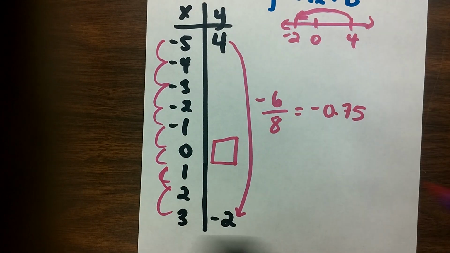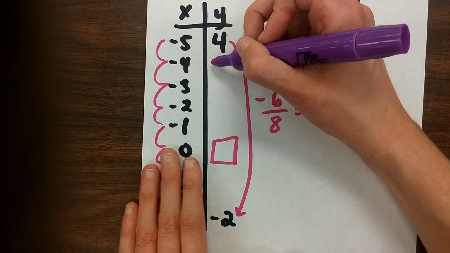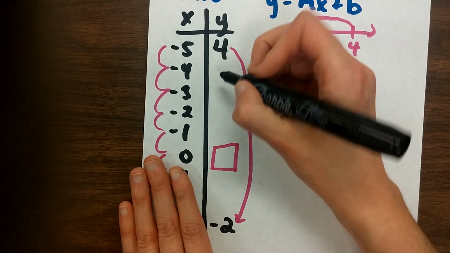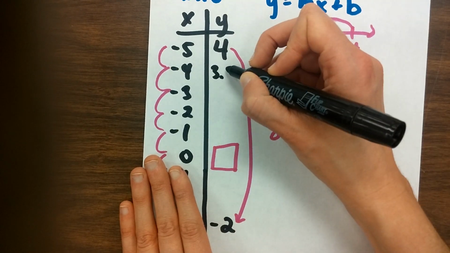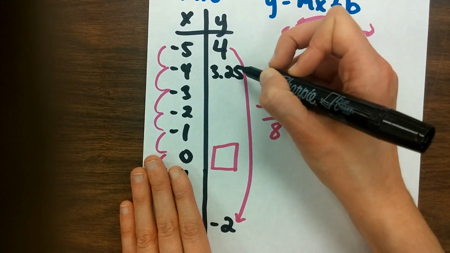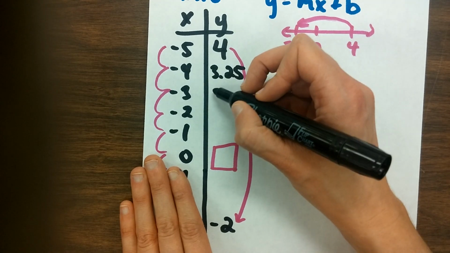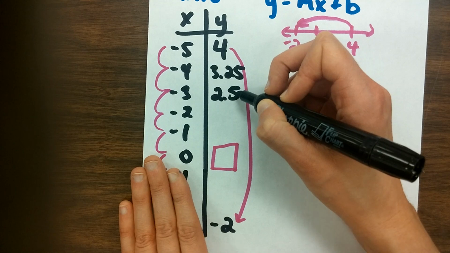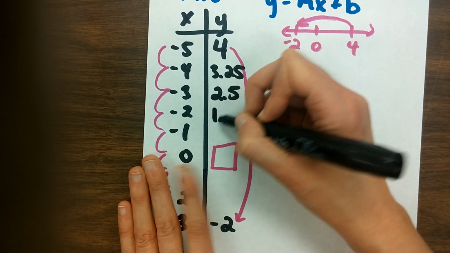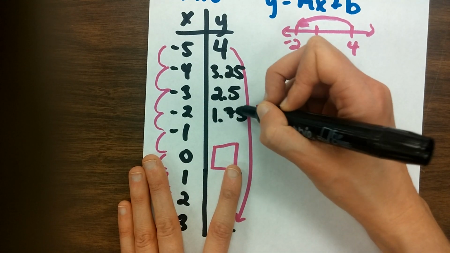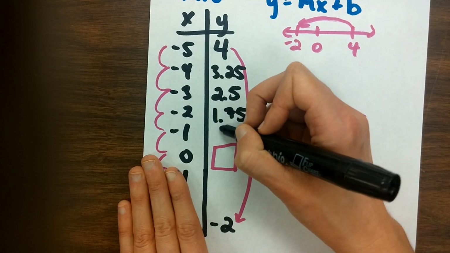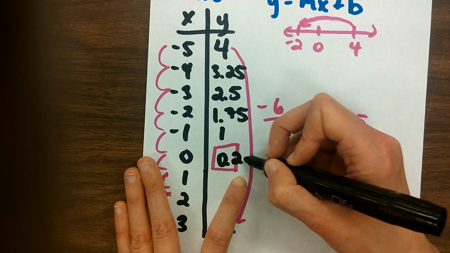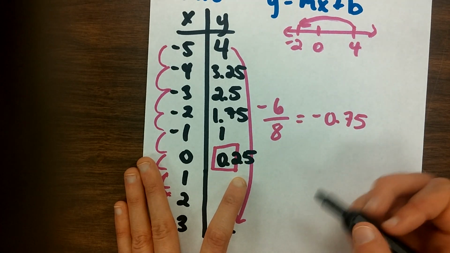So if I have 4 here and then I subtract 0.75, that gives me 3.25. And then if I subtract 0.75 from that, that gives me 2.5. Then if I subtract 0.75 from that, that's 1.75. Subtract 0.75 from that, that's 1. Subtract 0.75 one more time, and that is 0.25.